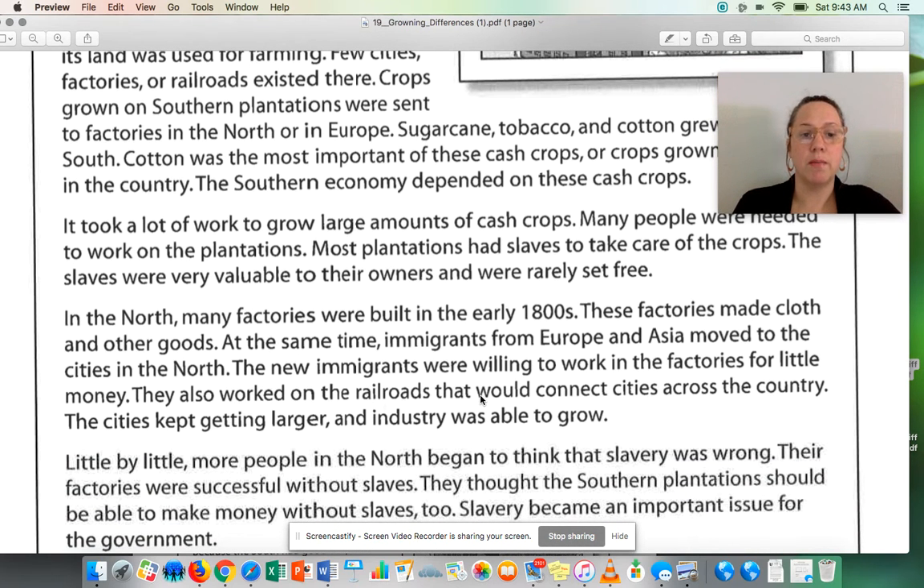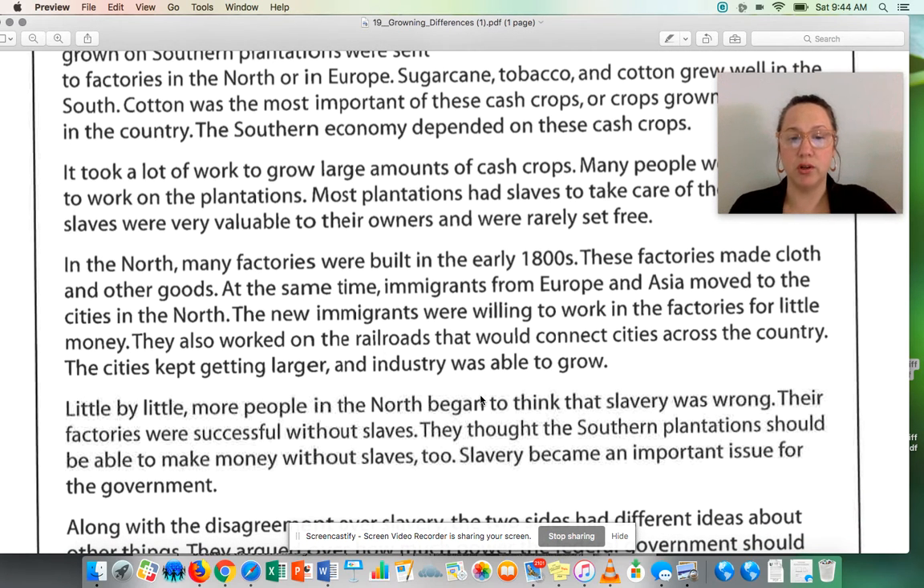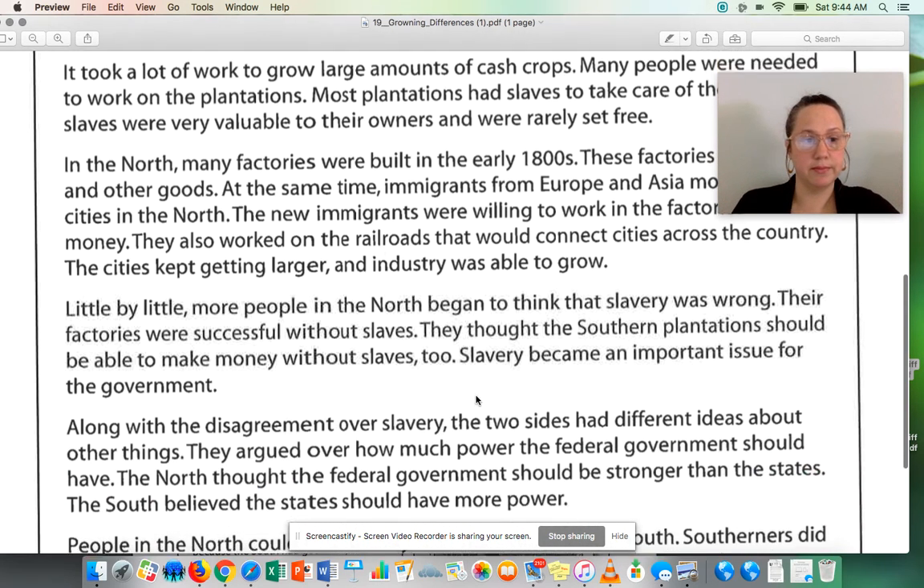In the North, many factories were built in the early 1800s. These factories made cloth and other goods. At the same time, immigrants from Europe and Asia moved to the cities in the North. The new immigrants were willing to work in the factories for very little money. They also worked on the railroads that would connect cities across the country. The cities kept getting larger, and the industry was able to grow.